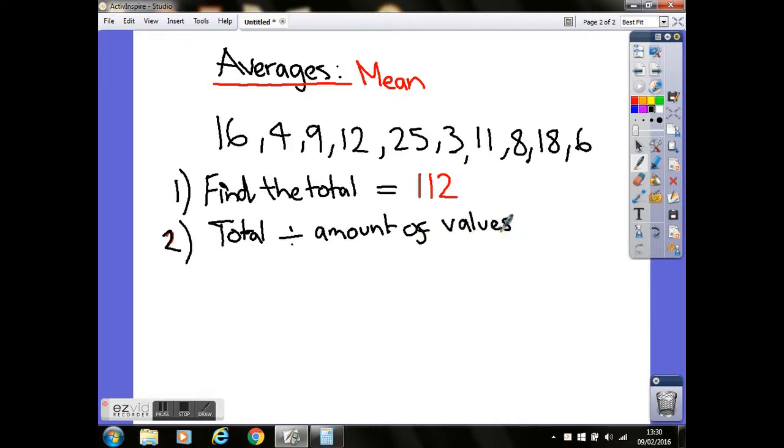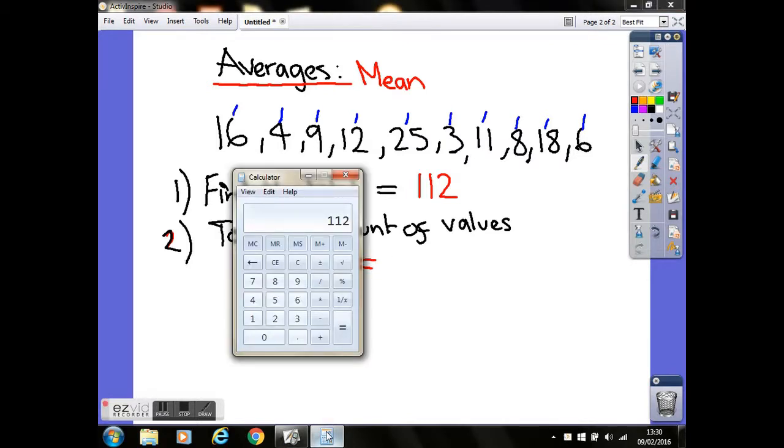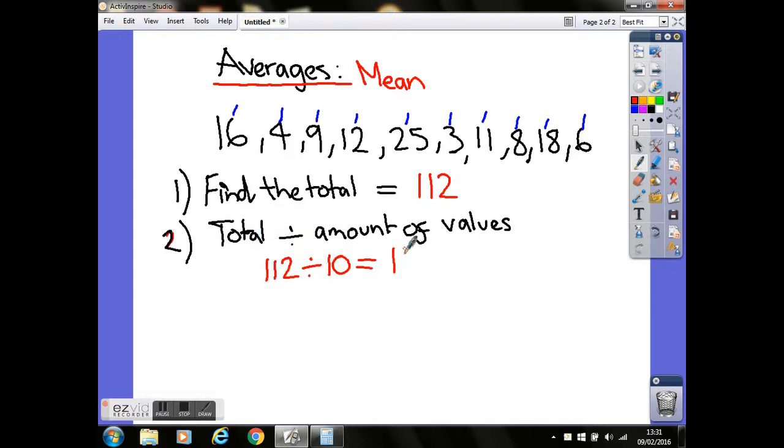So if I just count up how many values we've got by putting a dash on them, so 1, 2, 3, 4, 5, 6, 7, 8, 9, 10. So we're going to divide our total by 10. So the calculation we're going to be doing is 112, as that was our total, divided by that 10. So if we bring the calculator back up for that, 112 is already on there, so I just need to divide that by 10. So that gives you 11.2. And that is actually your final answer for your mean.